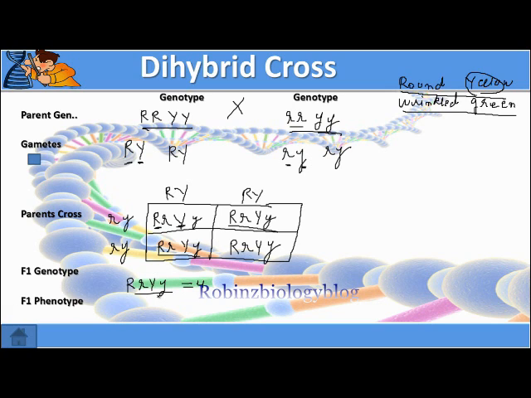So if this is the genotype, then definitely you know the phenotype by now. Capital R will give them round shape. Capital Y will definitely give them yellow color. So all the plants in the F1 generation will have seeds which are round in shape and yellow in color. So we can say now that round and yellow is dominant over wrinkled and green. So now let's just take this further.